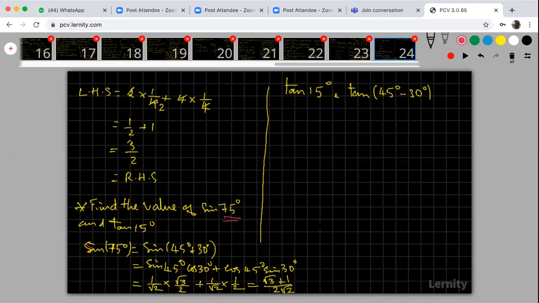Use this logic. We have a formula for sin of x plus y. You can take 75 degree as 45 plus 30, where this is my x and this is my y. The formula for sin of x plus y is sin x cos y plus cos x sin y. Your x is 45 and y is 30. Now I have the values of sin 45, cos 30, cos 45, sin 30. Apply and simplify, and you will get the answer. Are you okay? Any doubt? Yeah, good.